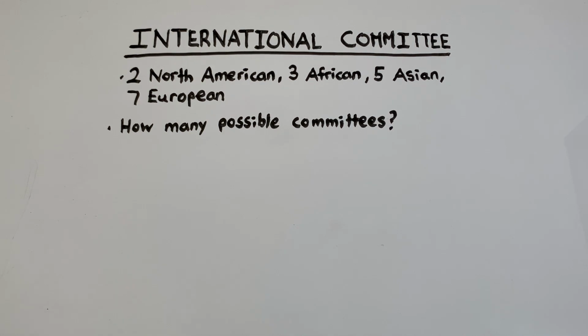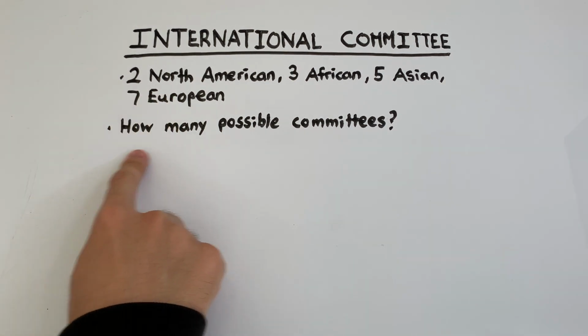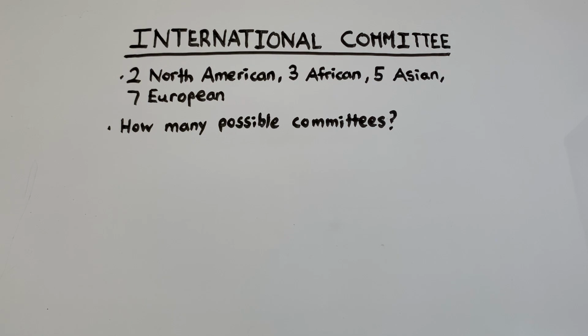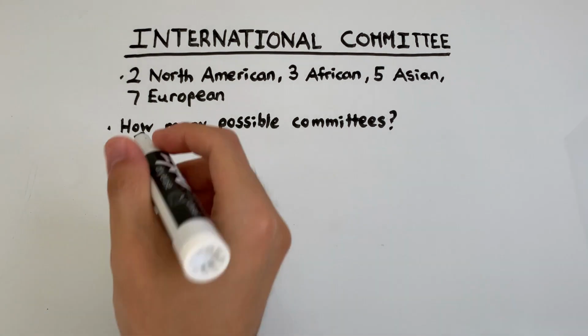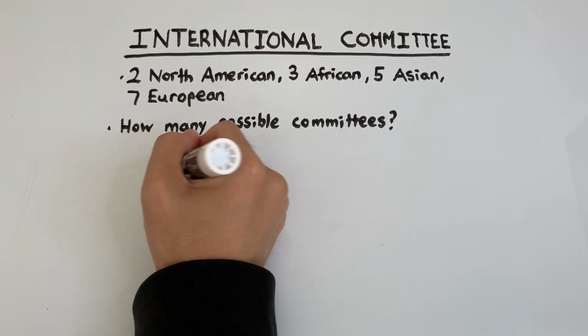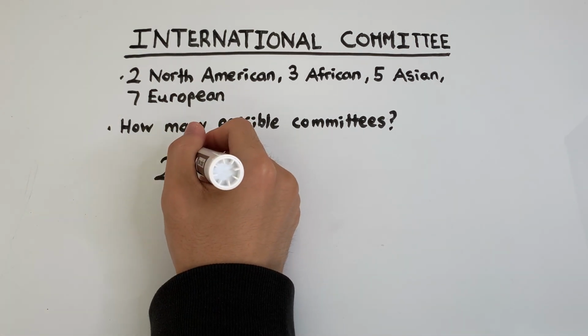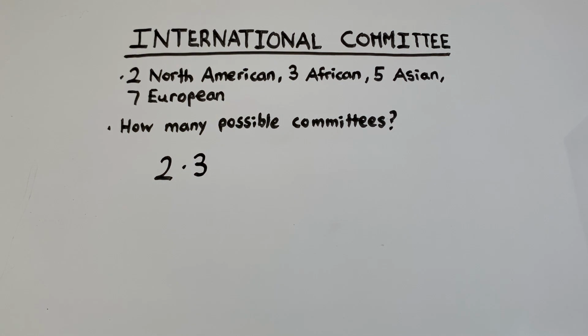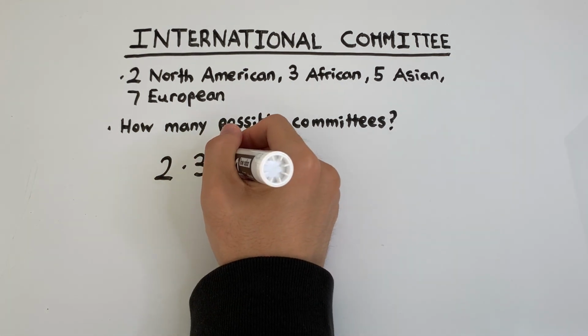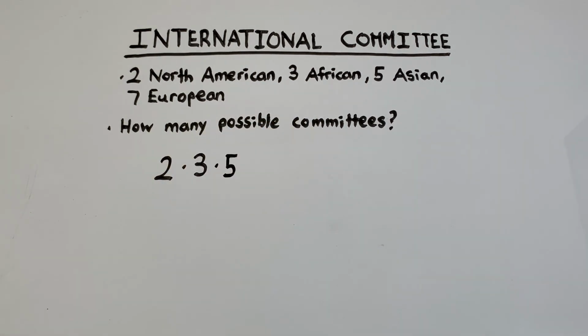Now, while they're worrying about who's going to be on the committee, we're going to be thinking about something else. We're asking ourselves, how many possible committees can be formed? So we'll start off with the North American country. For the North American country, there are two choices of who will be the representative. For each of these two choices, we have 3 choices for the African country, for each of these, there are 5 choices for the Asian. And for each of these, there are 7 choices for the European country.